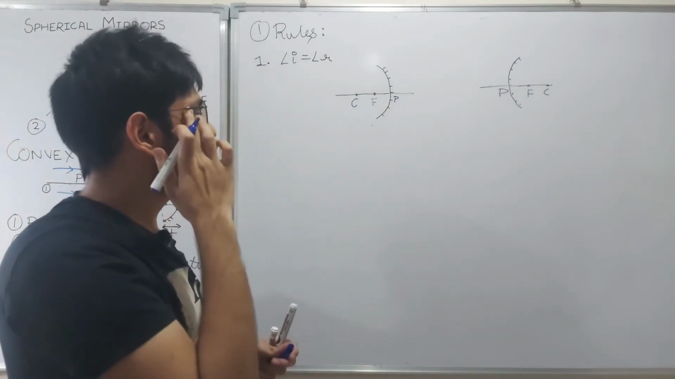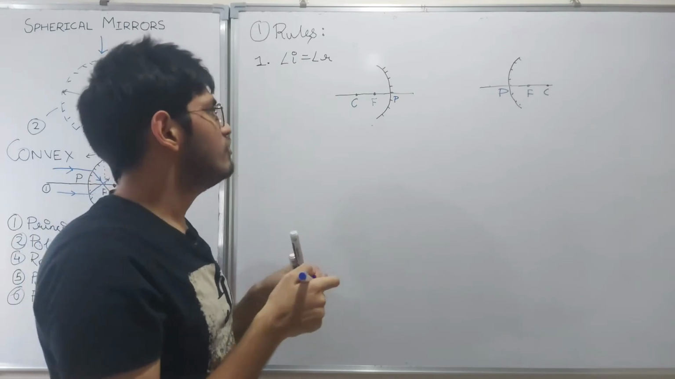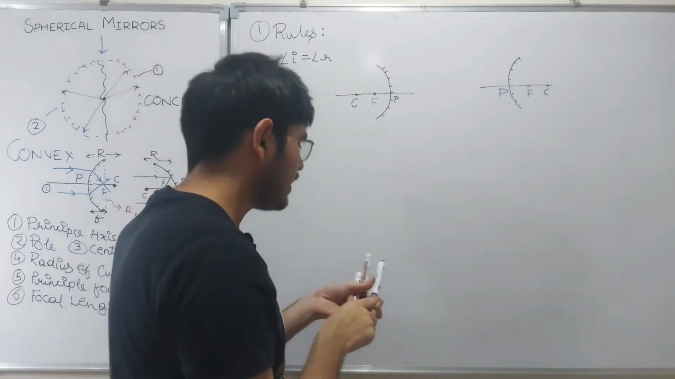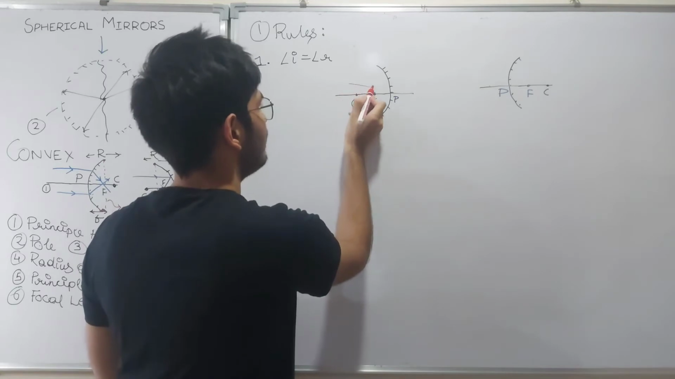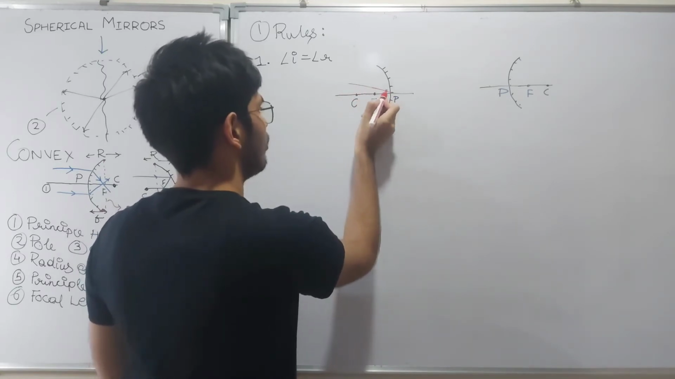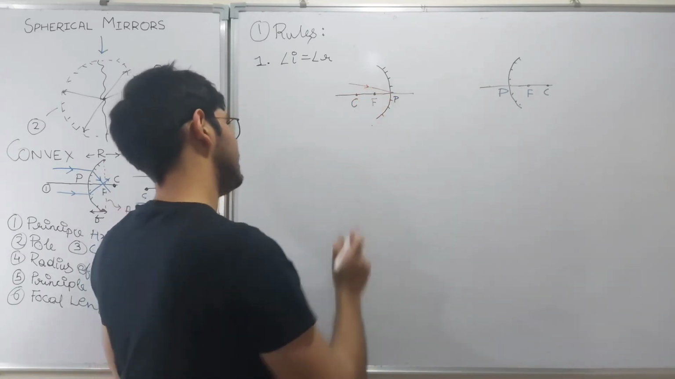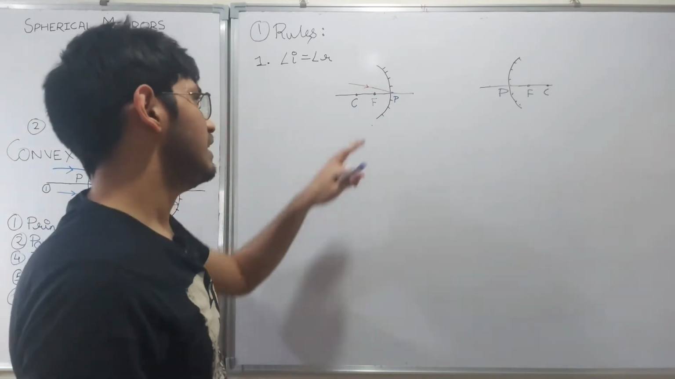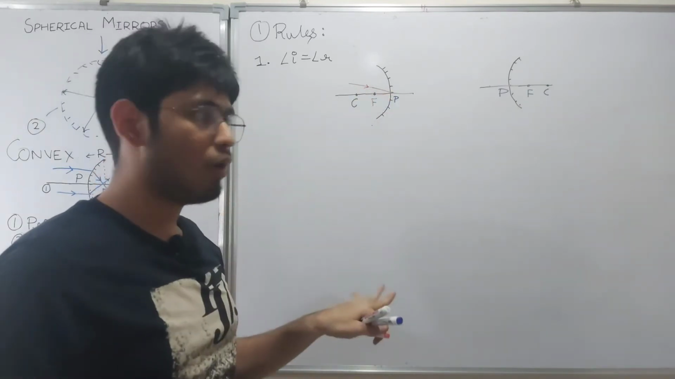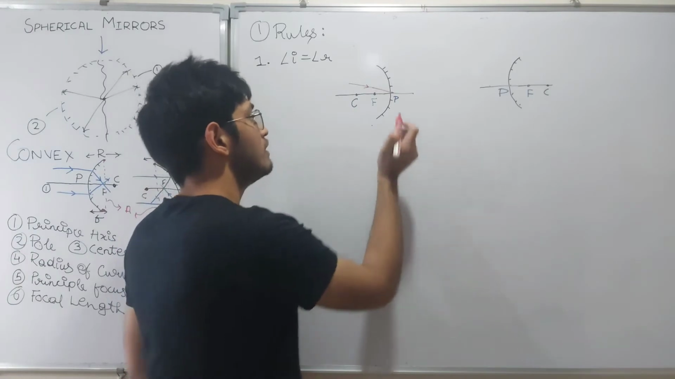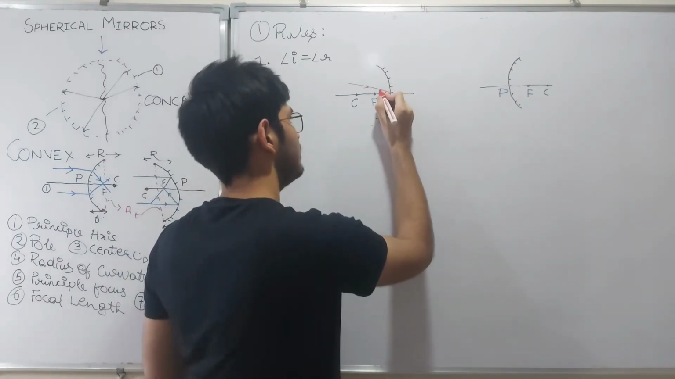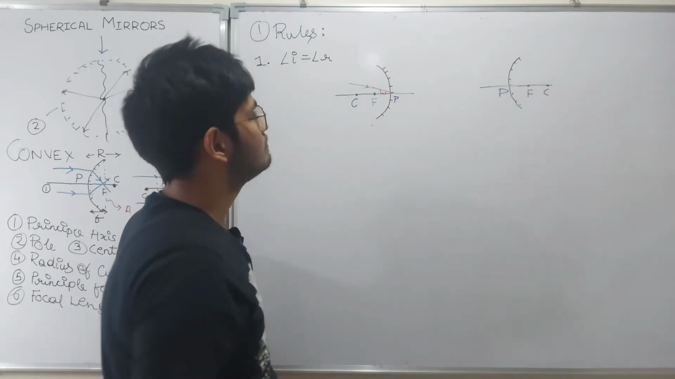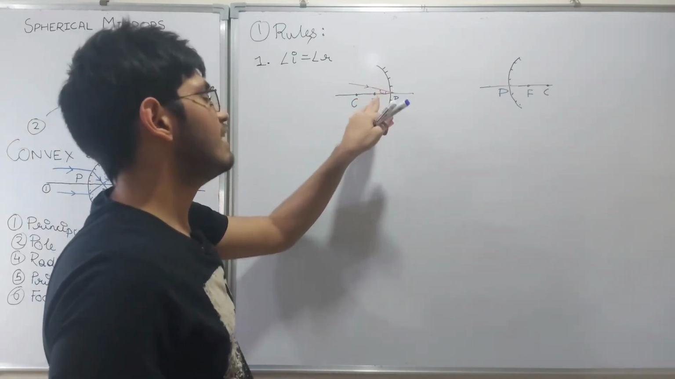After this, what we have to do? After this, we are just drawing a ray. Suppose that this is the ray, and it is incident on the pole. Suppose that here it is having an angle of I. Okay, this angle is I. This angle is the angle of incidence.